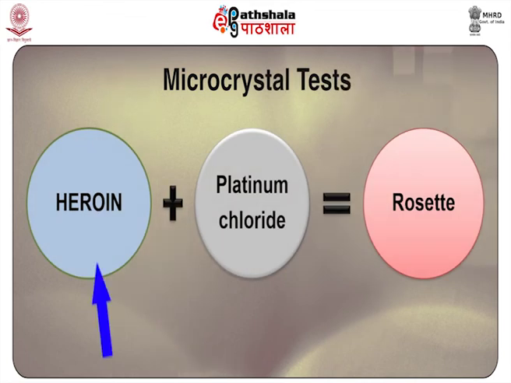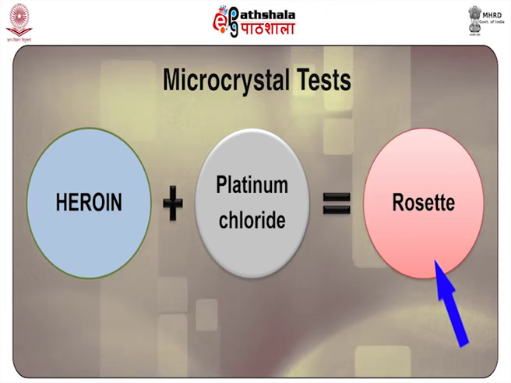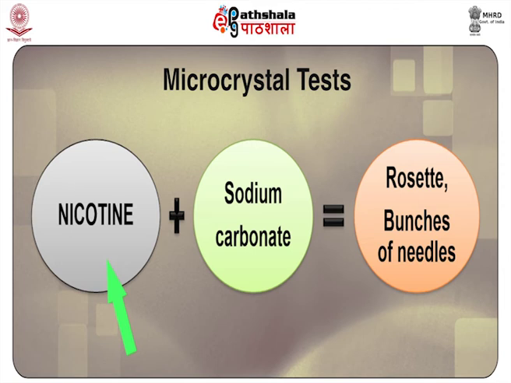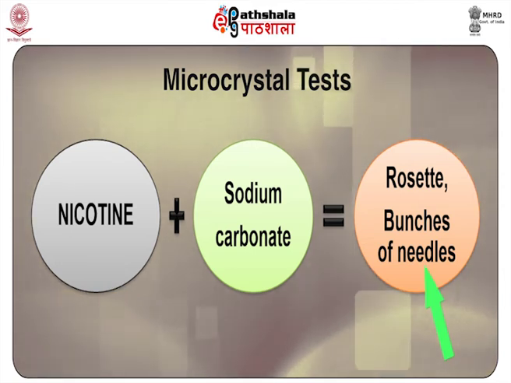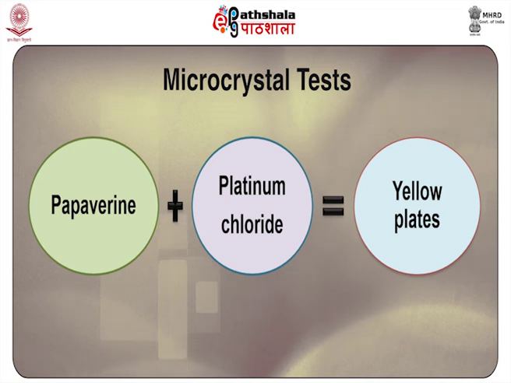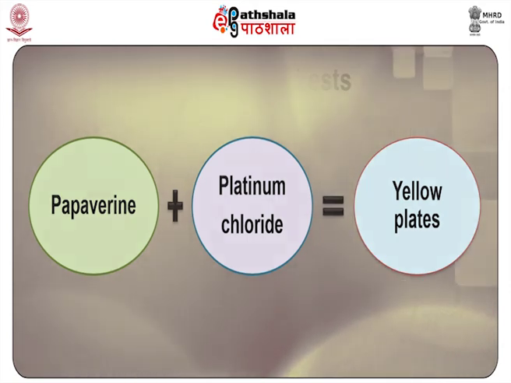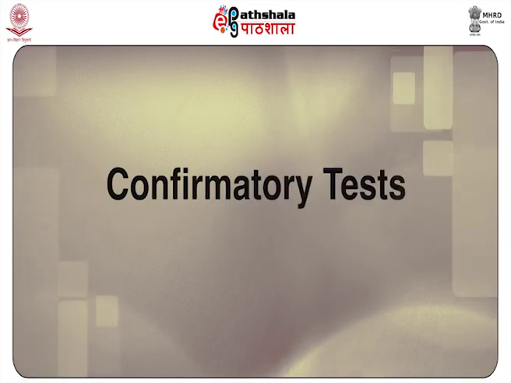The presence of heroin is tested by using the reagent platinum chloride. Roseate color crystal appearance indicates the presence of heroin, while nicotine gives roseate colored crystals of needles in the presence of sodium chloride. Presence of papaverine is indicated by the appearance of yellow crystals after reacting with platinum chloride. Thebaine gives dense rosettes. Coming on to the confirmatory tests.